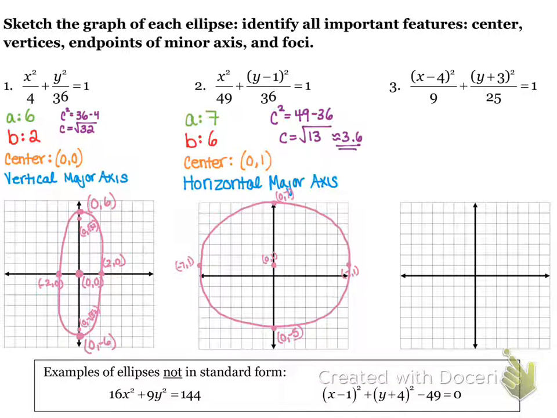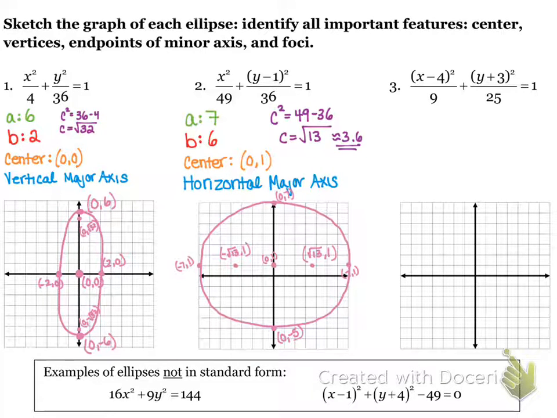From the center, I'm going to go over about 3.6. But I'm going to label it root 13, comma 1, because that's where I am on the graph. And over here I have negative root 13, comma 1.